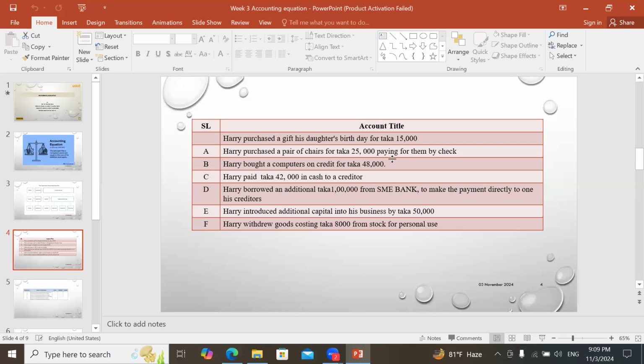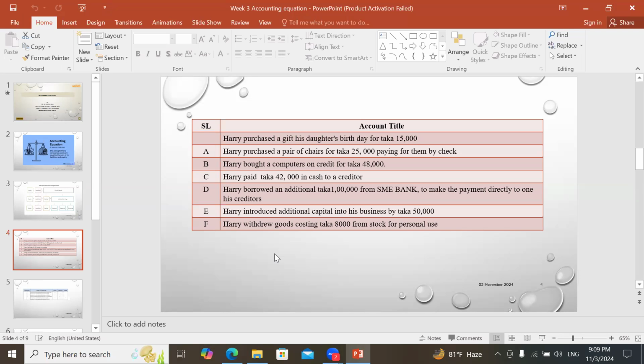Now I am going to look at some transactions about the accounting equation. At first, Harry purchased a gift for his daughter's birthday for taka 15,000. Is this a transaction or an event or nothing? Anyone please answer me? A transaction, sir.